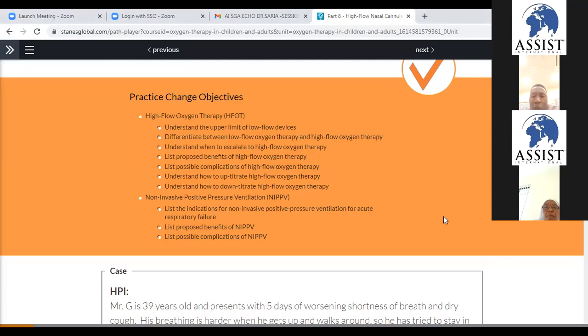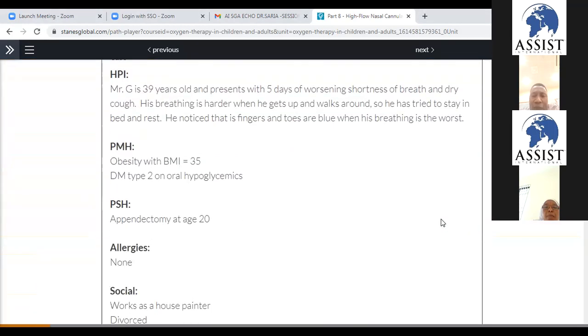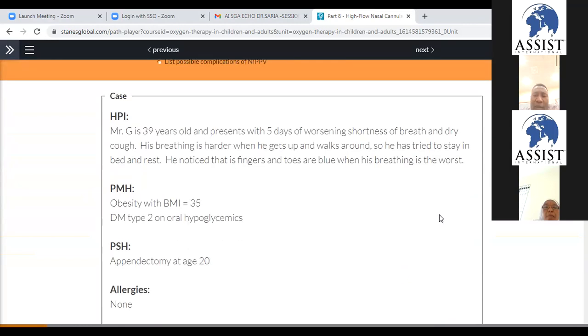So to begin, as usual, we're going to start with a case-based scenario. As you can see, we have this patient of ours, Mr. G, who is 39 years old and presents with a 5-day history of worsening shortness of breath and dry cough. His breathing is harder when he gets up and walks around, so he has tried to stay in bed and rest. He noticed that his fingers and toes are blue when his breathing is at its worst.